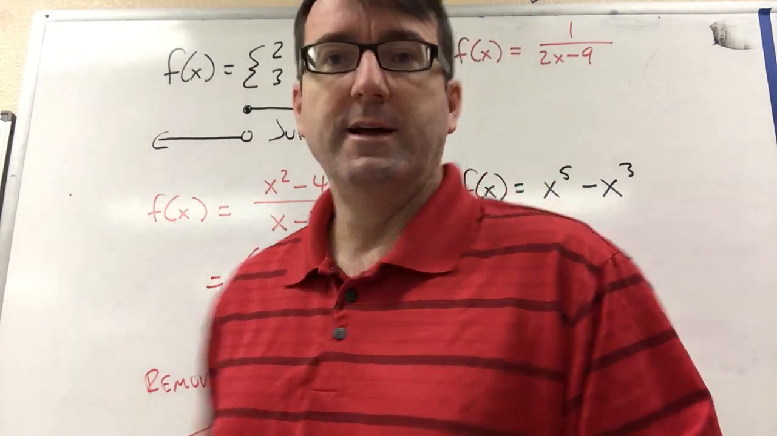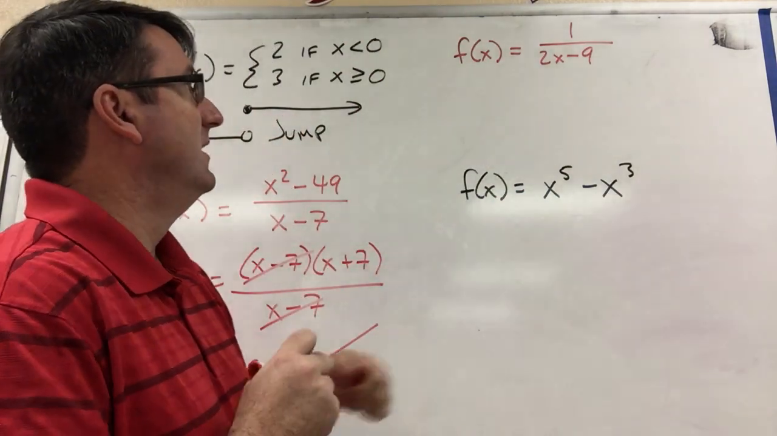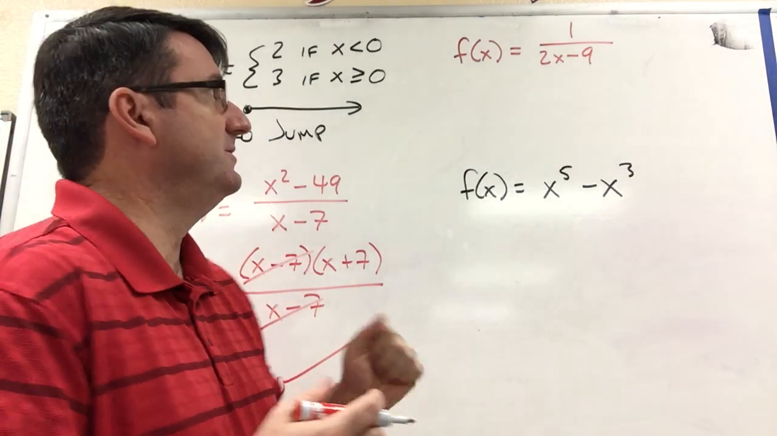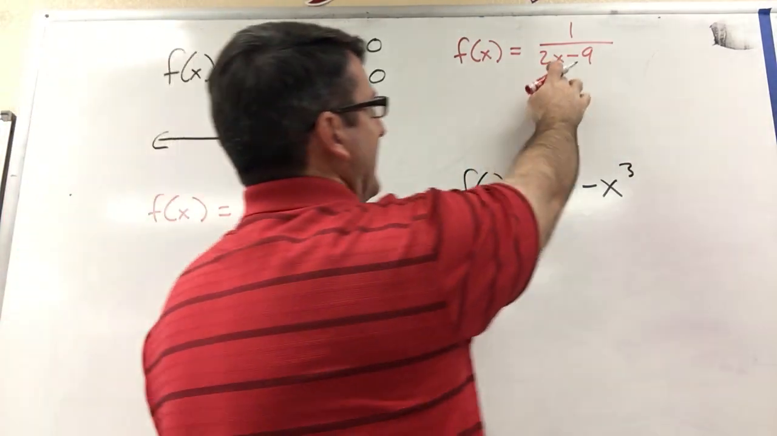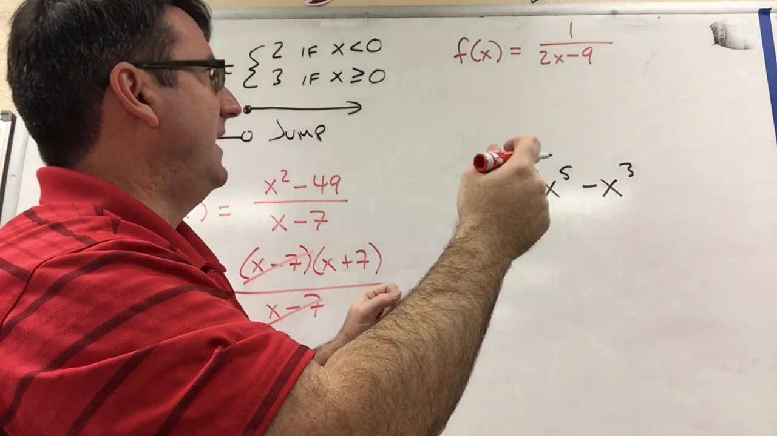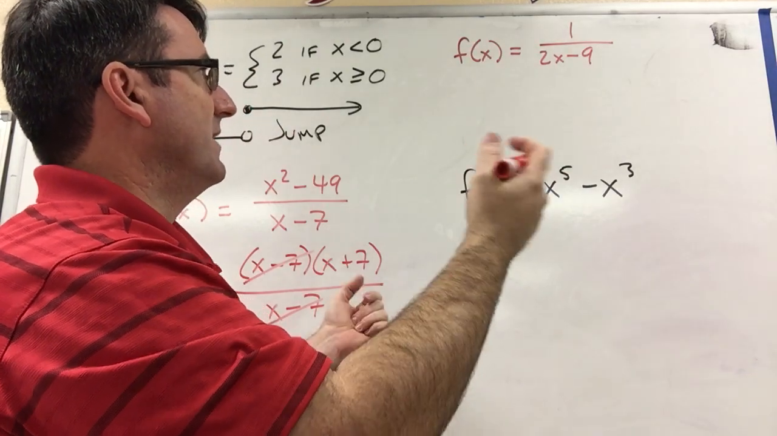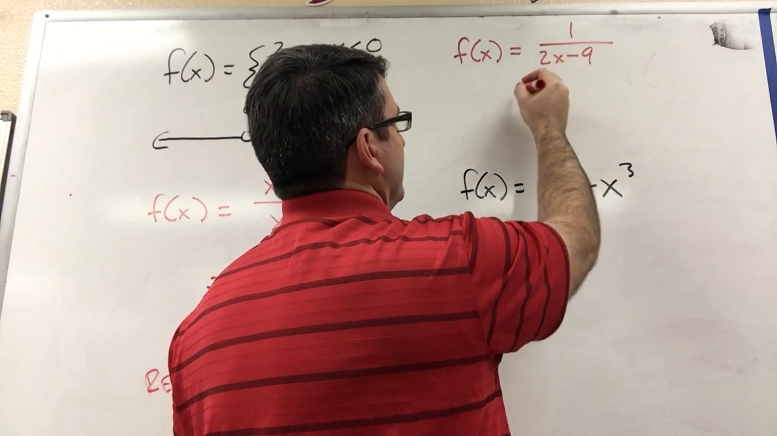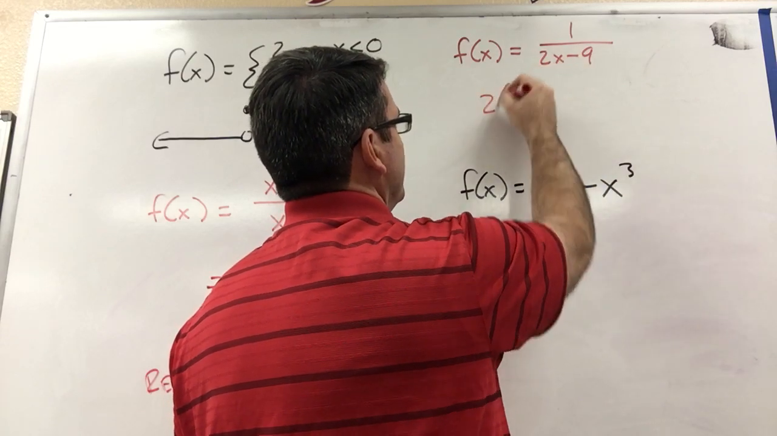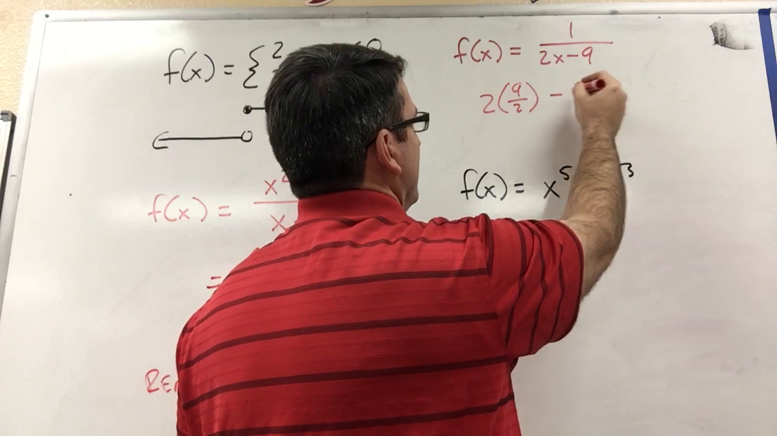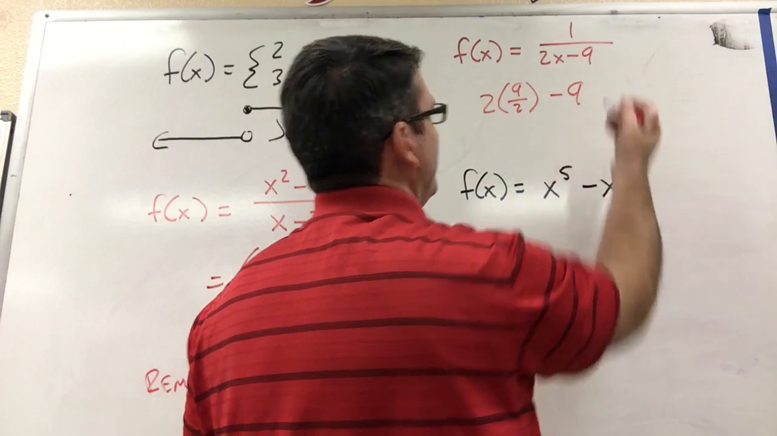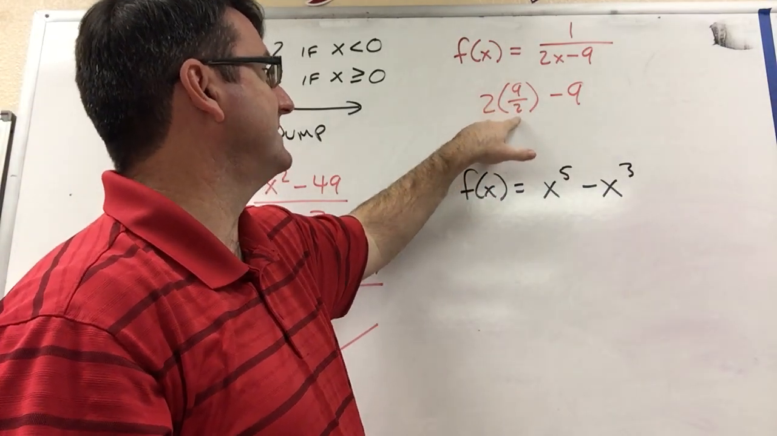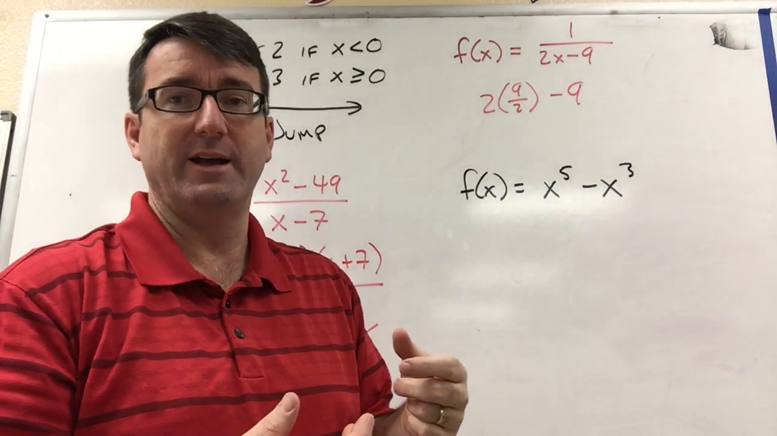All right, up here we have f of x equals 1 over 2x minus 9. So notice that if x is 9 halves, 2 times 9 halves minus 9 is going to be equal to 0. And so right here at x equals 9 halves, we're going to have an asymptote.